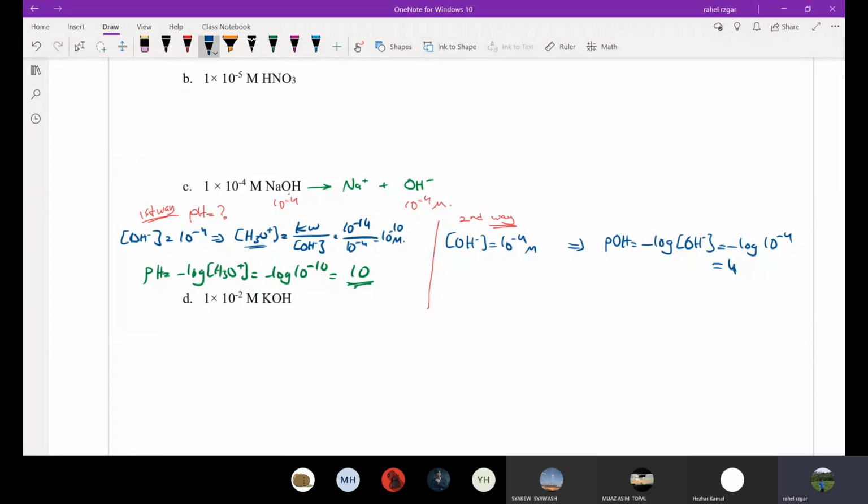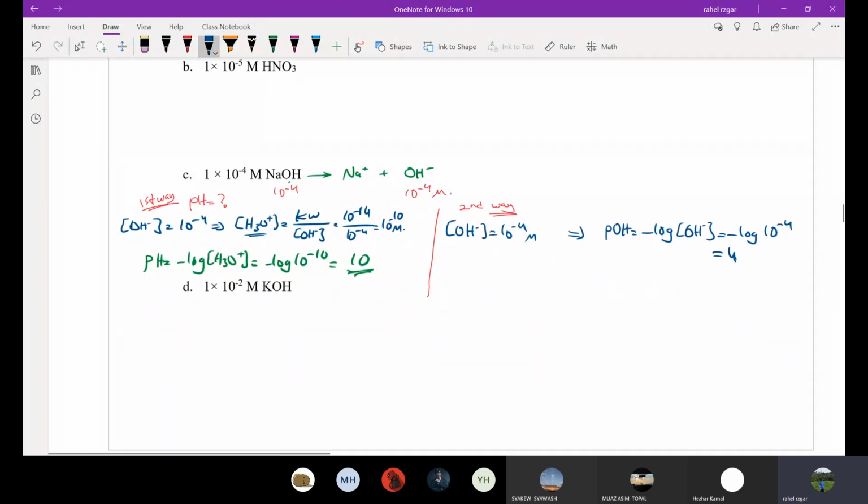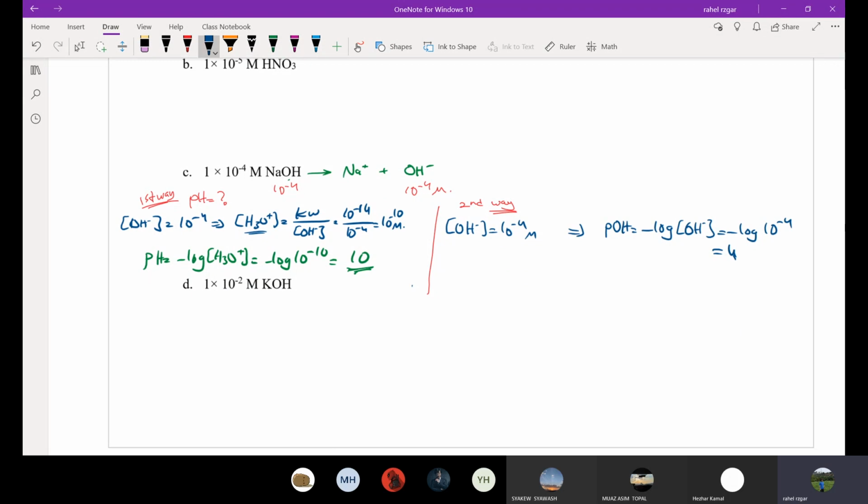Be very careful, everyone. Look at the compound, if it's acidic or basic. Sometimes students get concentration of OH and they directly put the 10 to the power minus 4 into minus log. When they get POH, they think of it as pH. They forget that it is POH.